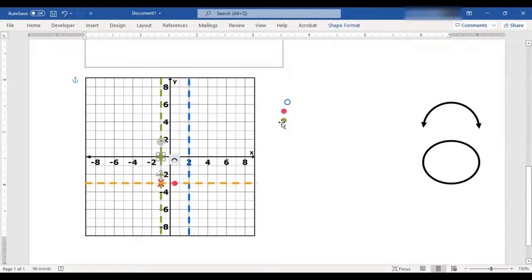Perfect. And then we're going to go down 1, 2, 3. So these are the 2 additional points. And if you want to do a double check, remember they should be equidistant from the focus as they are from the directrix. So we have 1, 2, 3 units here and 1, 2, 3 units here. Okay, so that's how we know we've plotted them correctly.